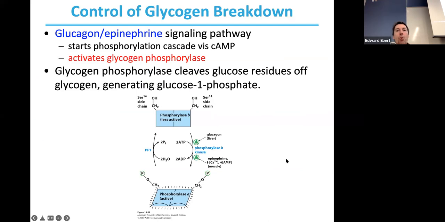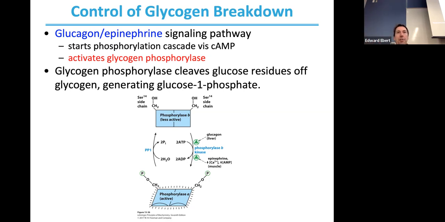How do we control glycogen breakdown? This is not immediate, like I eat a whole bunch of sugar and I need to turn on glycolysis. This is a slightly longer pathway here. Well, except for epinephrine, but a glucagon or epinephrine signaling pathway will start the phosphorylation cascade in there. Adrenaline functions like epinephrine in there. And it will activate glycogen phosphorylase, so we'll start cleaving off those ends.